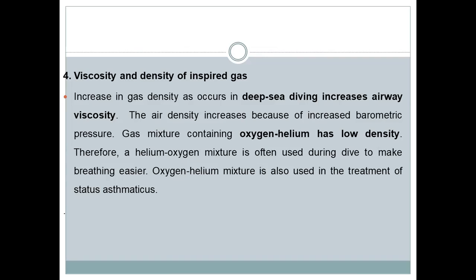This oxygen helium mixture can also be used in the treatment of status asthmaticus. Here constriction is occurring, there is difficulty in breathing, and in asthma patients a serious condition can occur, which is known as status asthmaticus. In that, we can use the oxygen helium mixture. Here the low density gas will be allowed to enter the body, so that also affects the airway resistance.